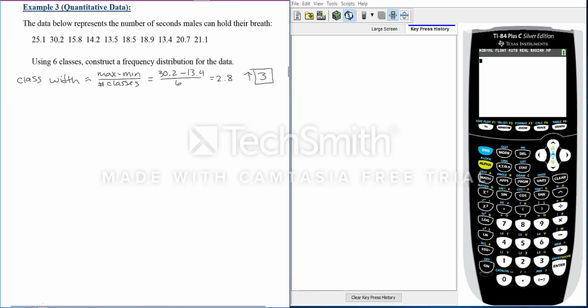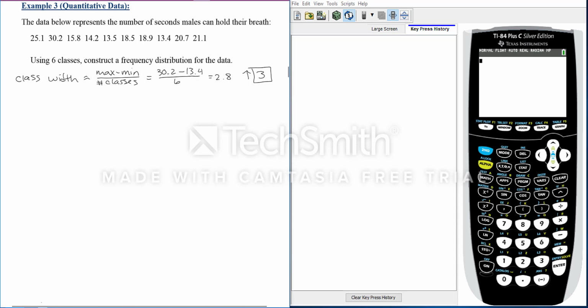Suppose that you want to create a frequency distribution for this data set. First, you have to find the class width, which is the maximum minus the minimum divided by the number of classes, where the maximum is the largest number in the data set. Here we have 30.2. The minimum is the smallest number in the data set, that's 13.4. And then divided by the number of classes, which in this example is 6 classes.